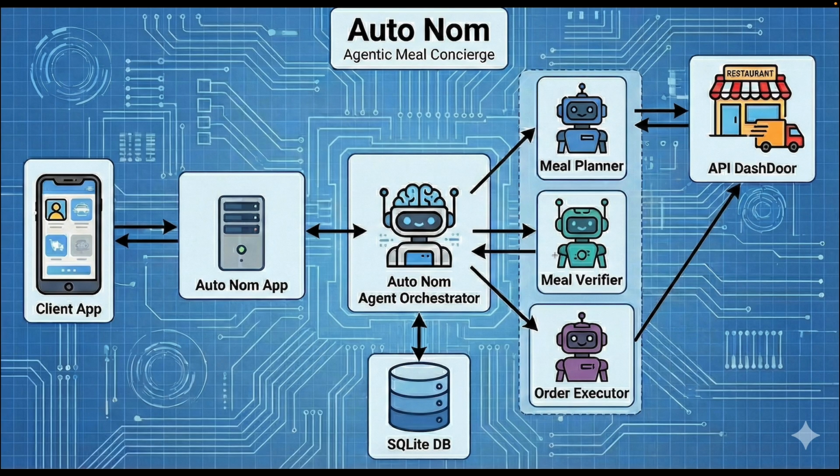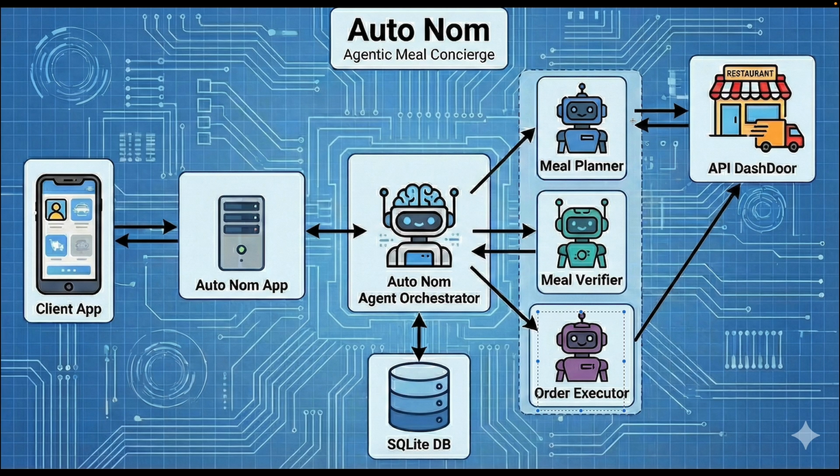AutoNom uses hub and spoke multi-agent pattern powered by Google's Agent Development Kit. At its center, we have the AutoNom agent orchestrator, which is our main agent, and it acts as a state machine controller. It doesn't do all the hard work itself, but it delegates. It commands a meal planner agent, which plans your meals, a meal verifier agent, which verifies the meal plans and also gets an approval from the user. And finally, it uses the order executor agent, which takes the approved menu options and then goes ahead and executes the order. All these agents have various tools at their disposal.